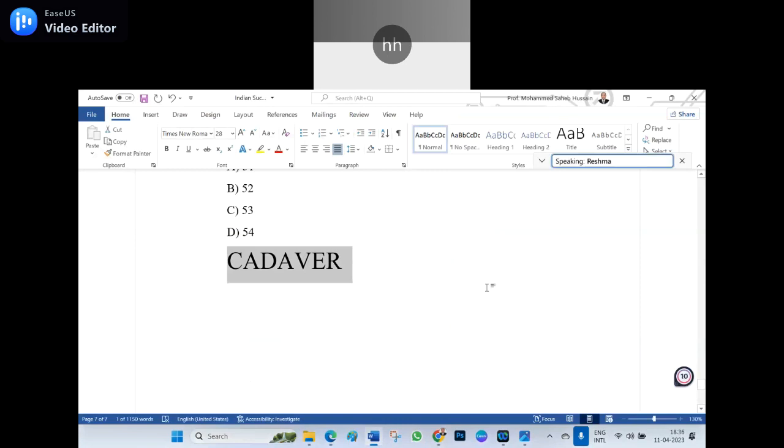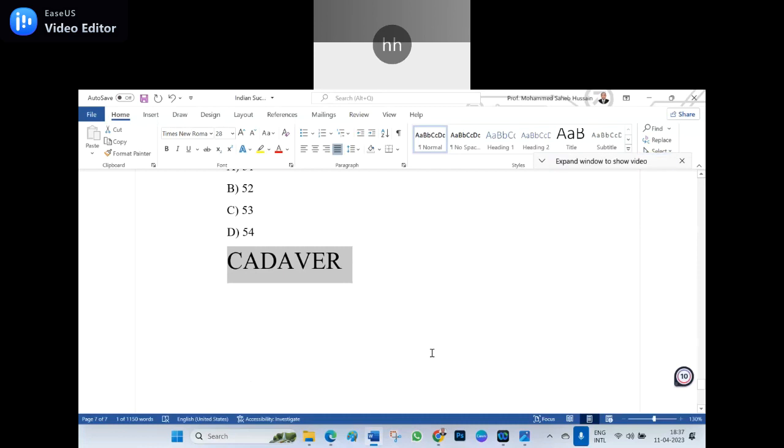Cadaver means the medical students will do the experiment on the dead body of a person. The dead body of a person, which is said to be the corpse, is called a cadaver. Like books are the tool for the lawyers, the cadaver is the tool for the medical students. Is it clear? Okay, clear, sir.